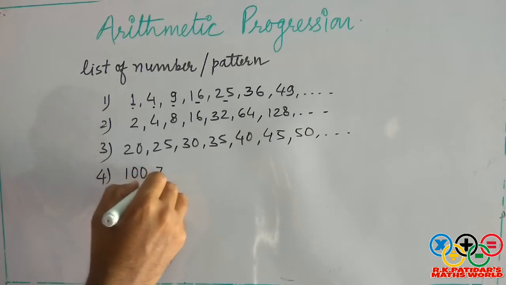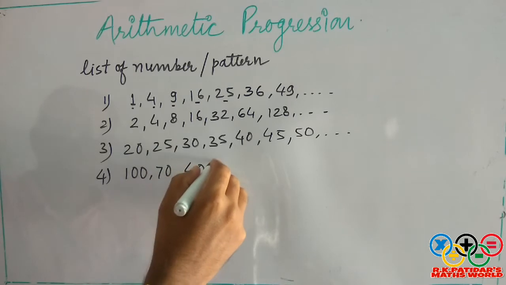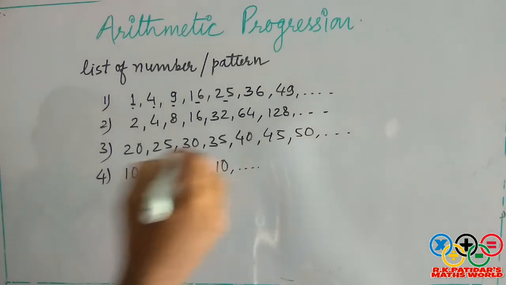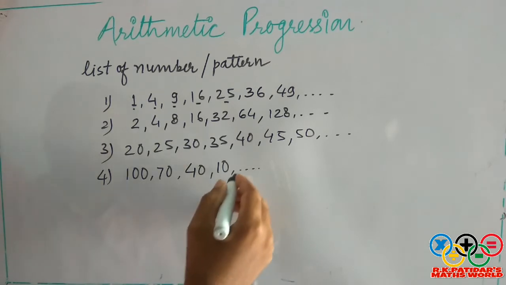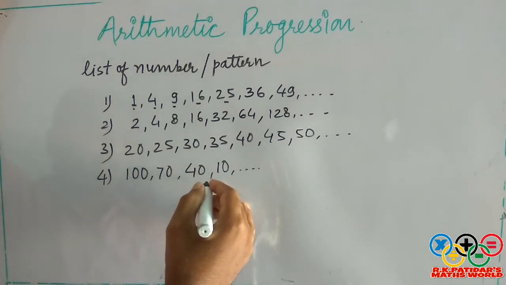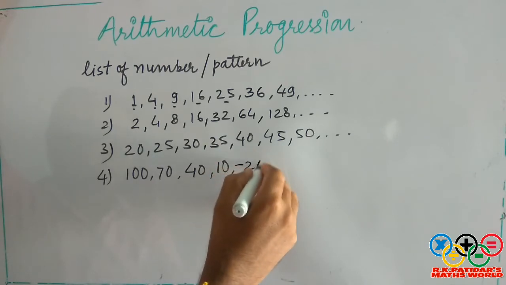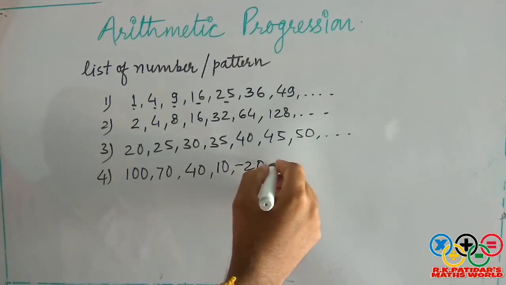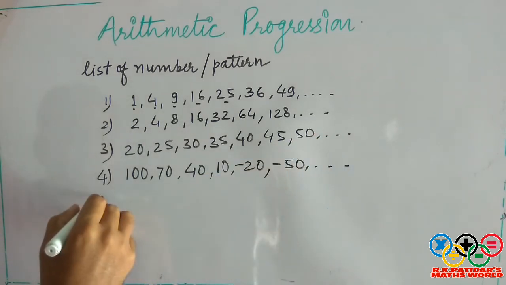If you consider the next one, 100, 70, 40, 10, then we observe here that each next term is 30 less than the previous. So if you want to find the next term, 10 minus 30 is minus 20. The next term is minus 20 minus 30, which is minus 50, and so on.